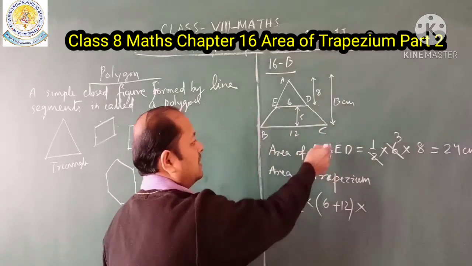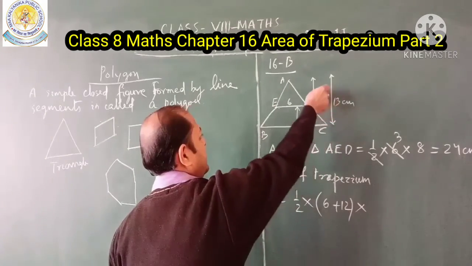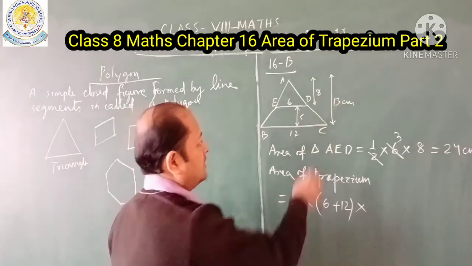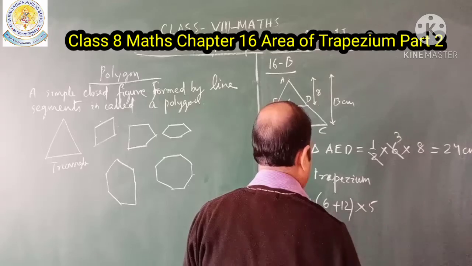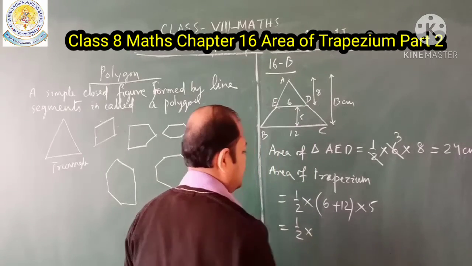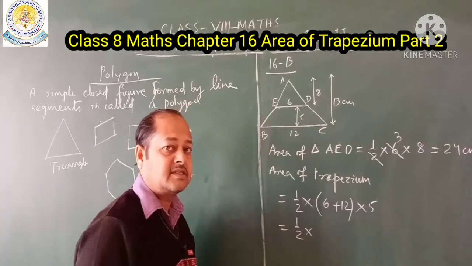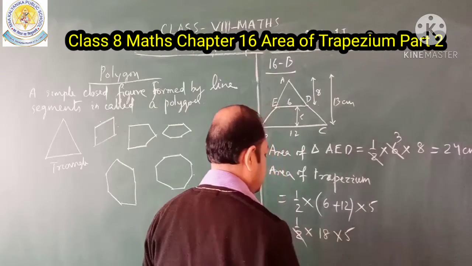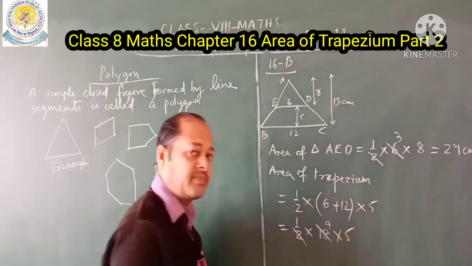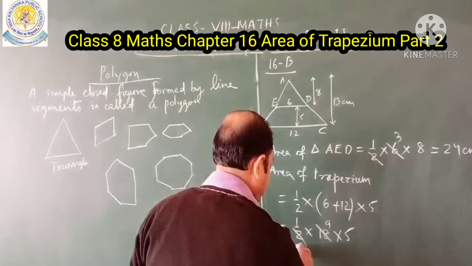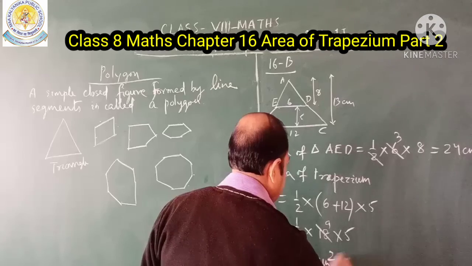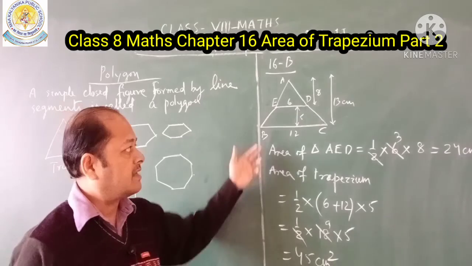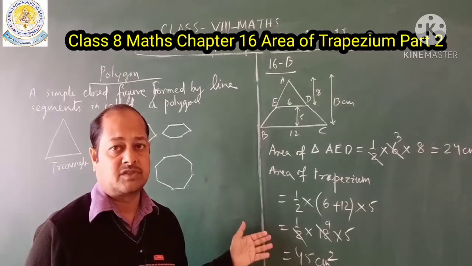What is the height here? If you subtract from the total height, that is 13 minus 8, we get the height of this trapezium. So 13 minus 8 is 5, into 5. So half into 6 plus 12, how much? That is 18. Yes, 18 into 5. Just simplify it. 2 9s are 18, 9 5s are 45 centimeter square. So the area of the trapezium is 45 centimeter square.